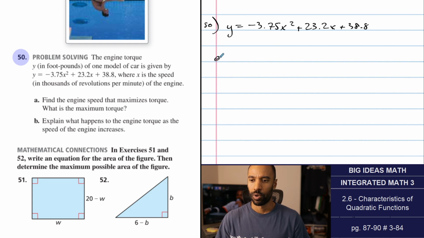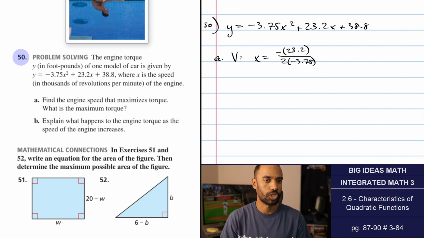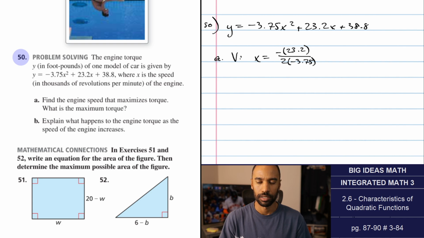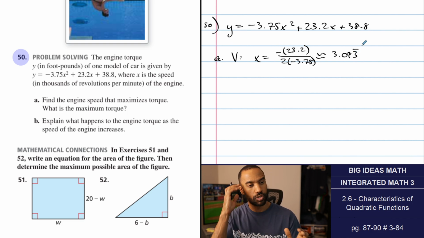So part A, I'm going to work that negative B over 2A stuff. I will use the calculator in some parts. It's all about vertex. So x is negative B over 2A, yeah, straight to calculator, folks. So this is negative 23.2 divided by 2 times negative 3.75. That's negative 7.5. It's not a clean number. It's around 3.093. The threes end up repeating after that. So I'll just give the approximate, but I'm going to do some rounding in general.